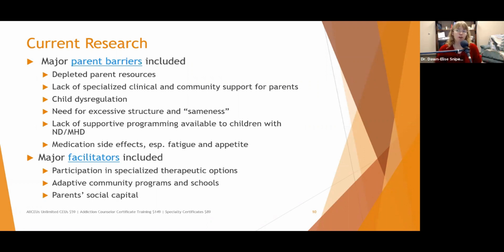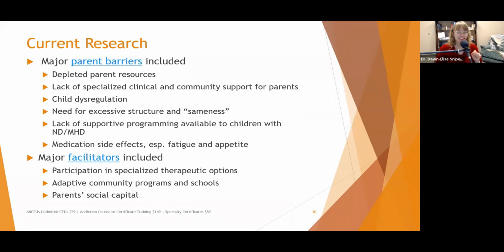Lack of supportive programming available to children with neurodevelopmental or mental health disorders. And medication side effects, especially fatigue. There's a much larger proportion of children who have autism spectrum disorders who are on atypical antipsychotics, which affect their energy level as well as their appetite.